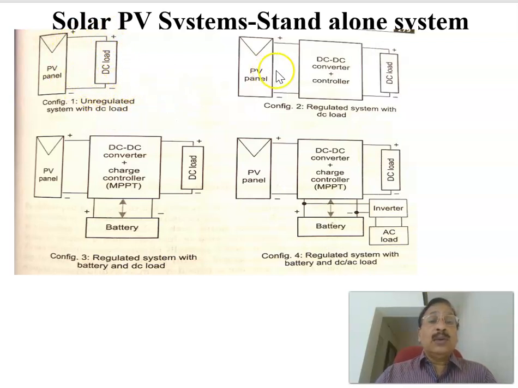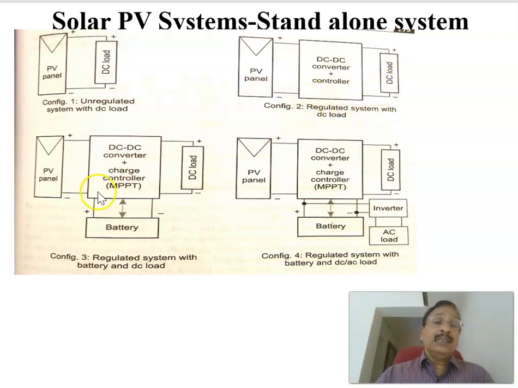In order to regulate it, we'll connect a converter, a DC to DC converter, in between. Plus, in order to track the maximum power, there's a maximum power point tracking controller also. Therefore, between the DC load and the PV panel, we introduce a block whose purpose is to regulate the voltage as well as to track the maximum power: a DC to DC converter plus a maximum power point tracking controller. This is called a regulated system with a DC load.